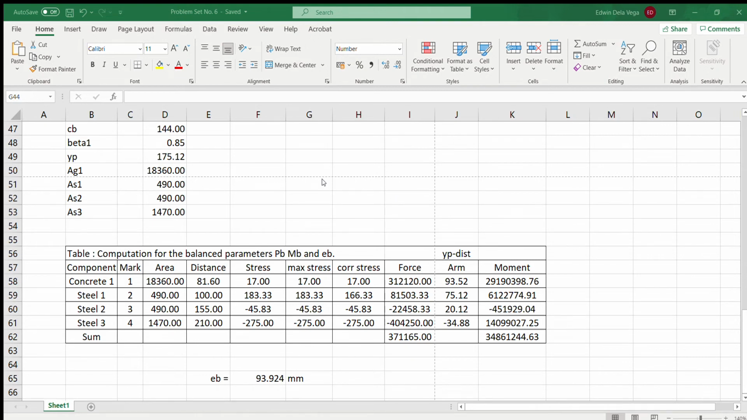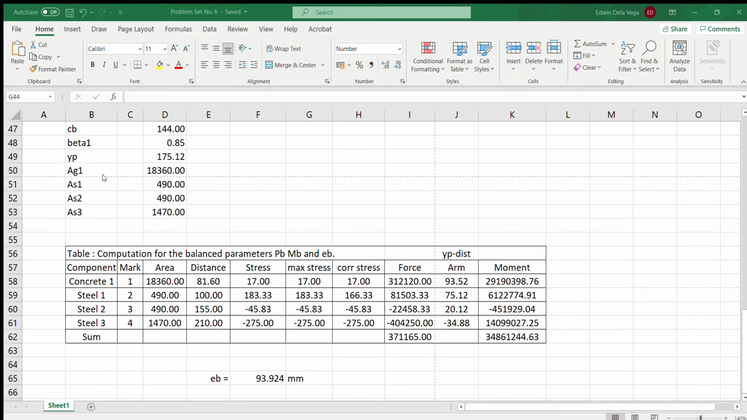Yung area, madali lang kunin ito, okay? On the balance parameter, this area here is not the area of the whole section, no? So the area here is actually the area of the concrete block, okay? The compression block. And the area of the compression block, if you will notice, if we have here a triangular section, if this is the neutral axis, your area is simply this part here. Okay, it's a triangle.